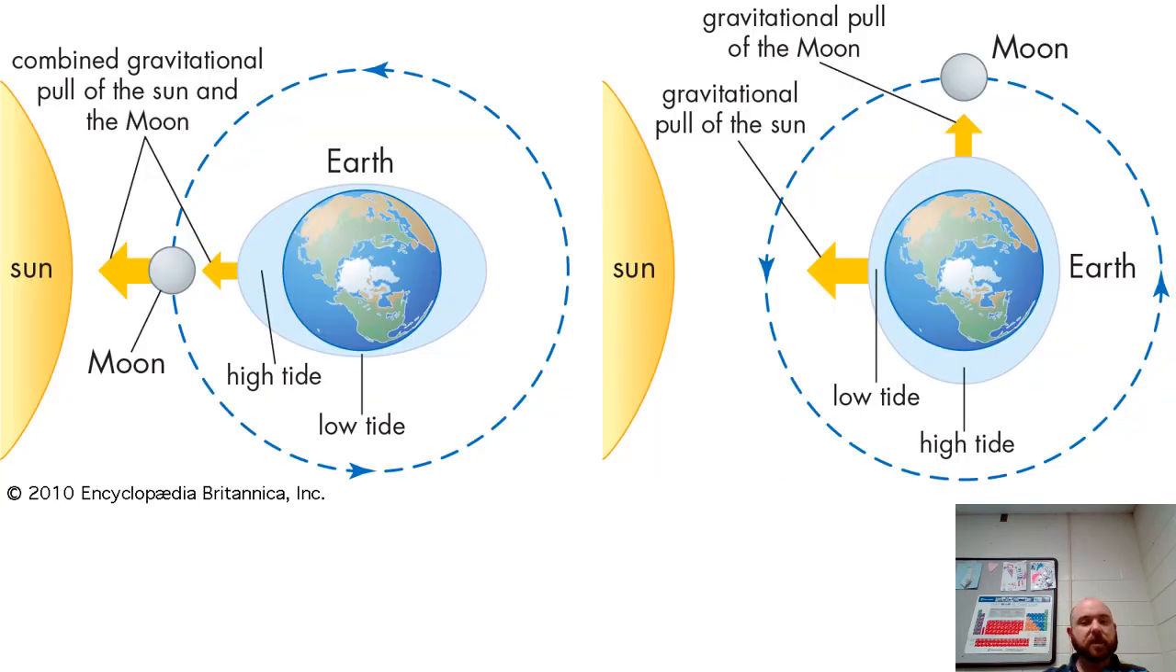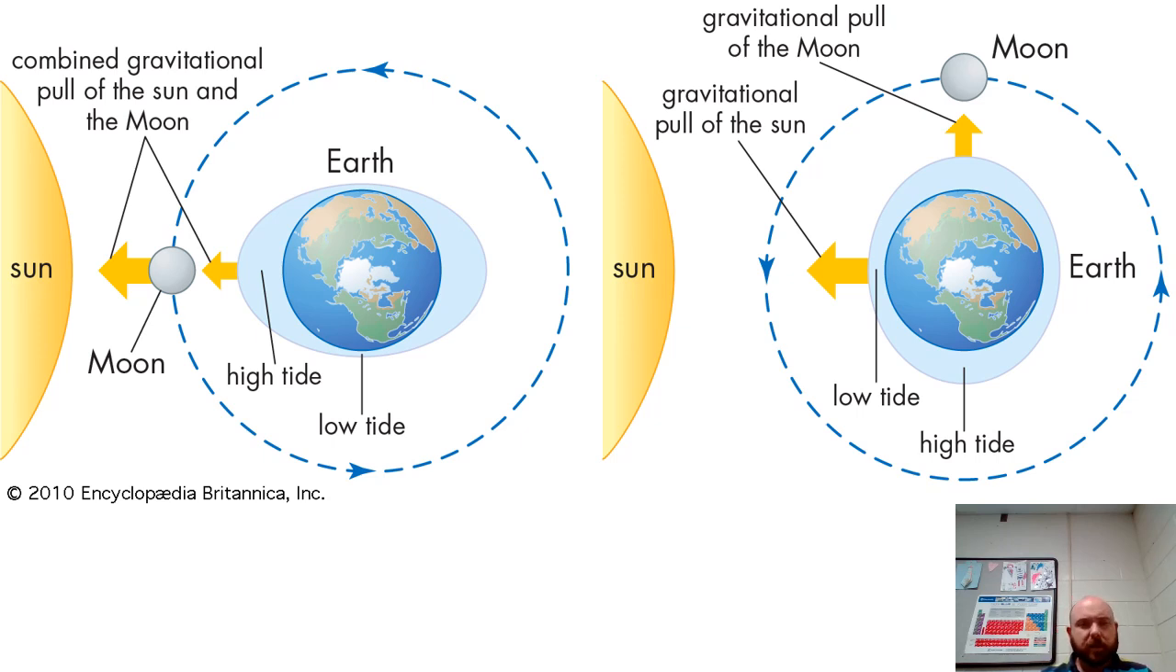So a lot of times in astronomy class, when you talk about the moon, you'll study the phases of the moon and figure out where it's at around Earth to look like either a crescent moon or a full moon or a new moon, et cetera, et cetera.